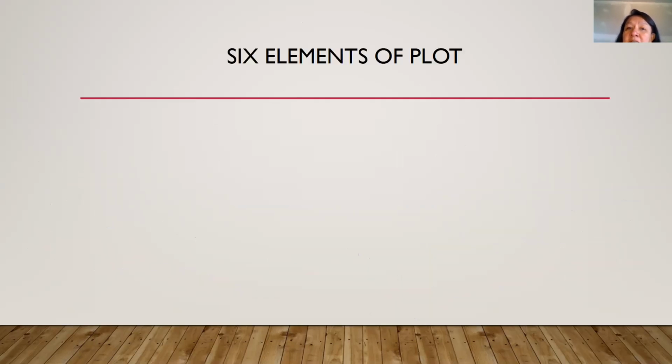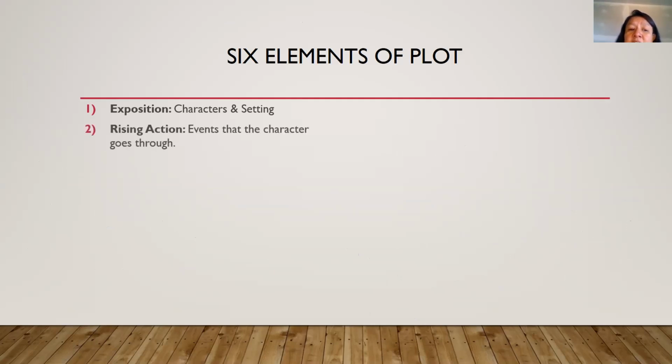So the first standard, there are 6 elements of plot. The first one is the exposition. The exposition is where you label your characters and setting. The next part is the part where you're going up the hill. That's the rising action, and you would know it because it's going up. That means it's rising. So that's where you write down the events that the character goes through, and this is where the problem starts, and the problem gets worse as it goes higher.